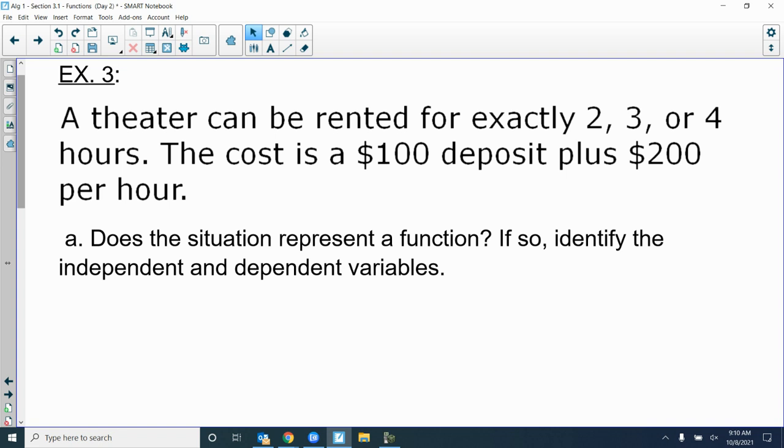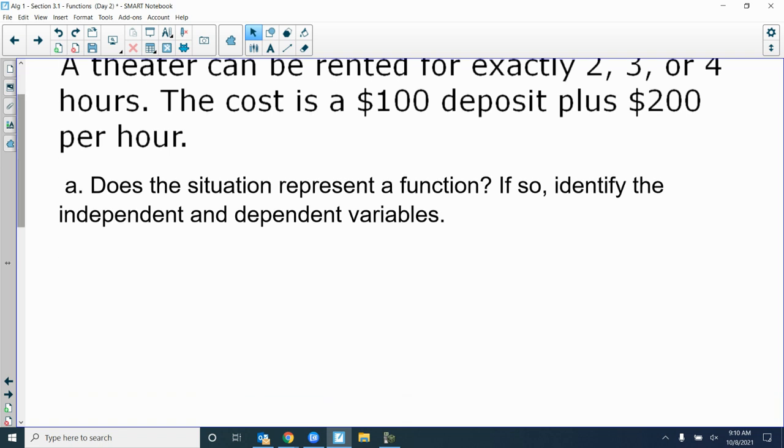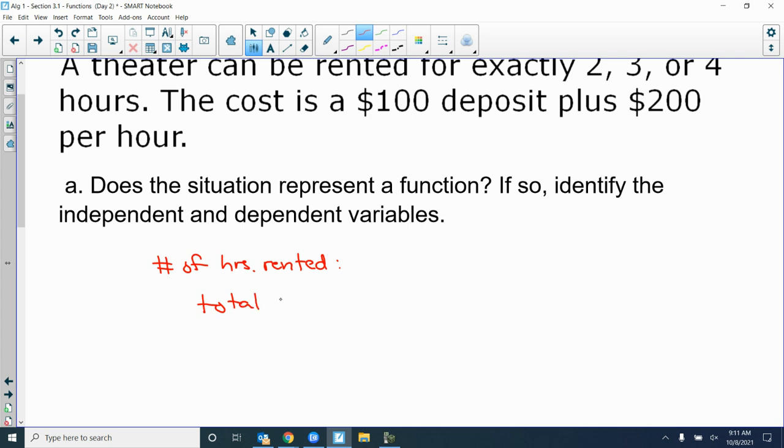All right, so just our variables. Carly, any ideas what the two things we're looking for are? Perfect. So number of hours rented, and then cost. I like to put total cost because that can be deceiving if some people think, well, is it the deposit or is it the amount? It's total cost.